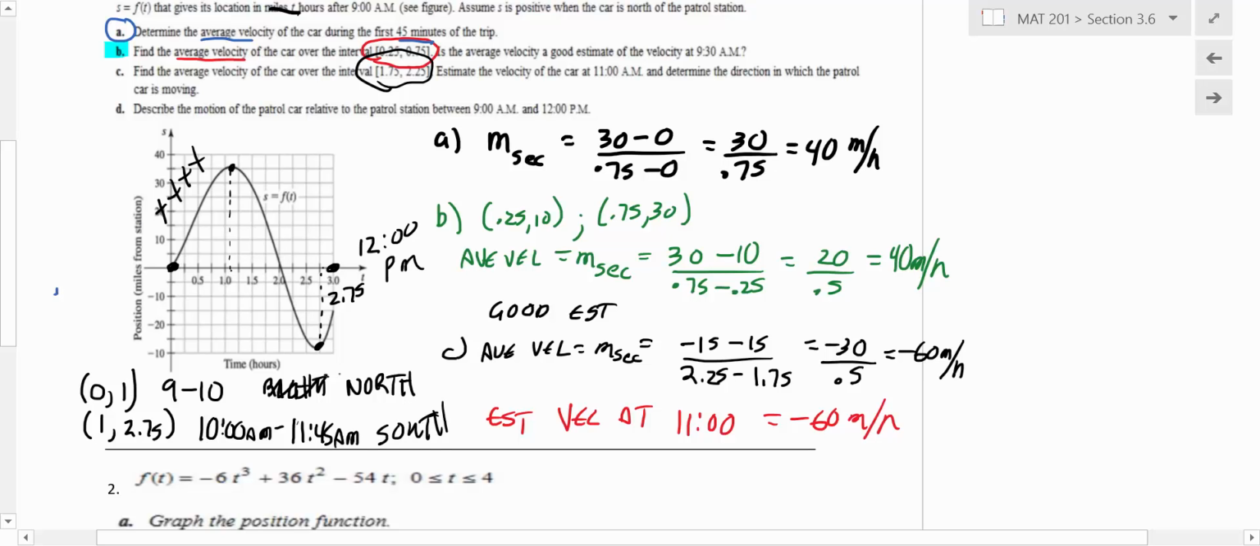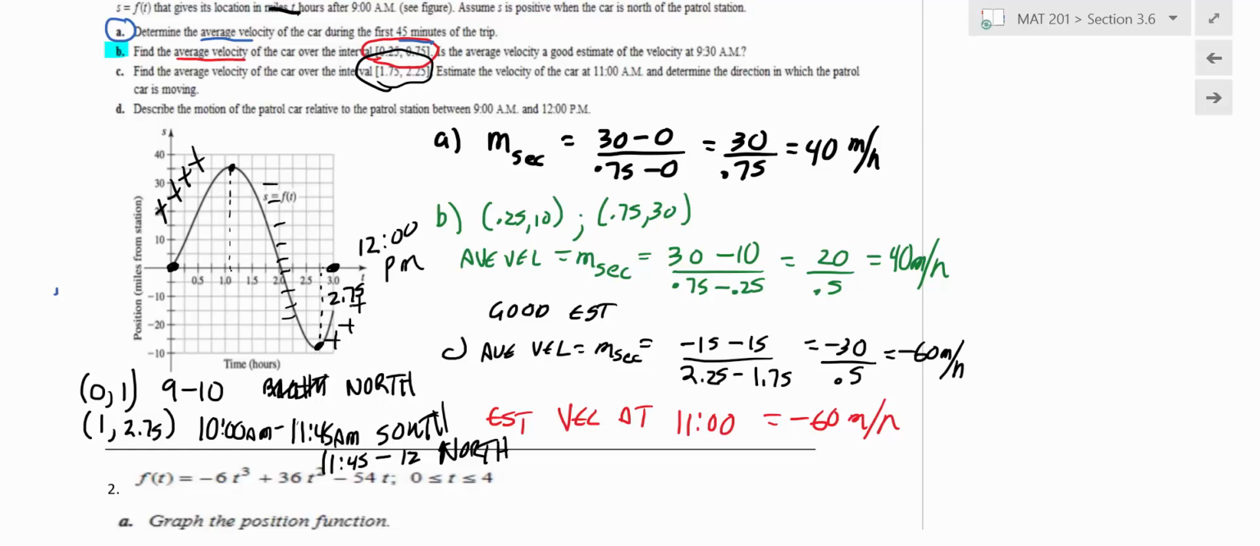And then finally, from 11:45 to noon, what happens? We turn around and we go north. So the idea is positive velocity, you're going north. Negative velocities, you're going back to the south, and then back to the north. You change direction wherever the tangent line is horizontal. Is that logical? Okay?